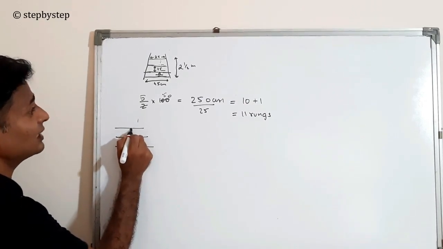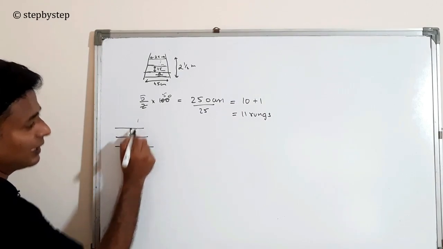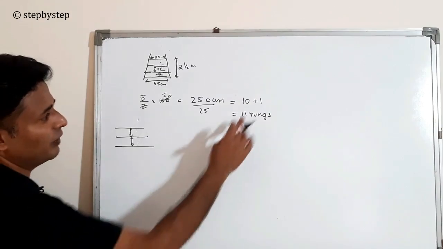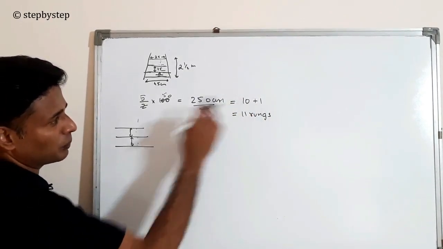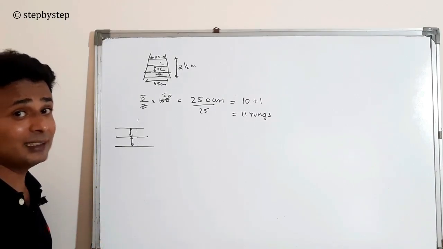2. Let's say the answer was 2. There are 2 spaces, but how many rungs? 3. So now we understood why we need to add 1. So since the number of spaces is 10, the number of rungs will be 10 plus 1, that is 11.